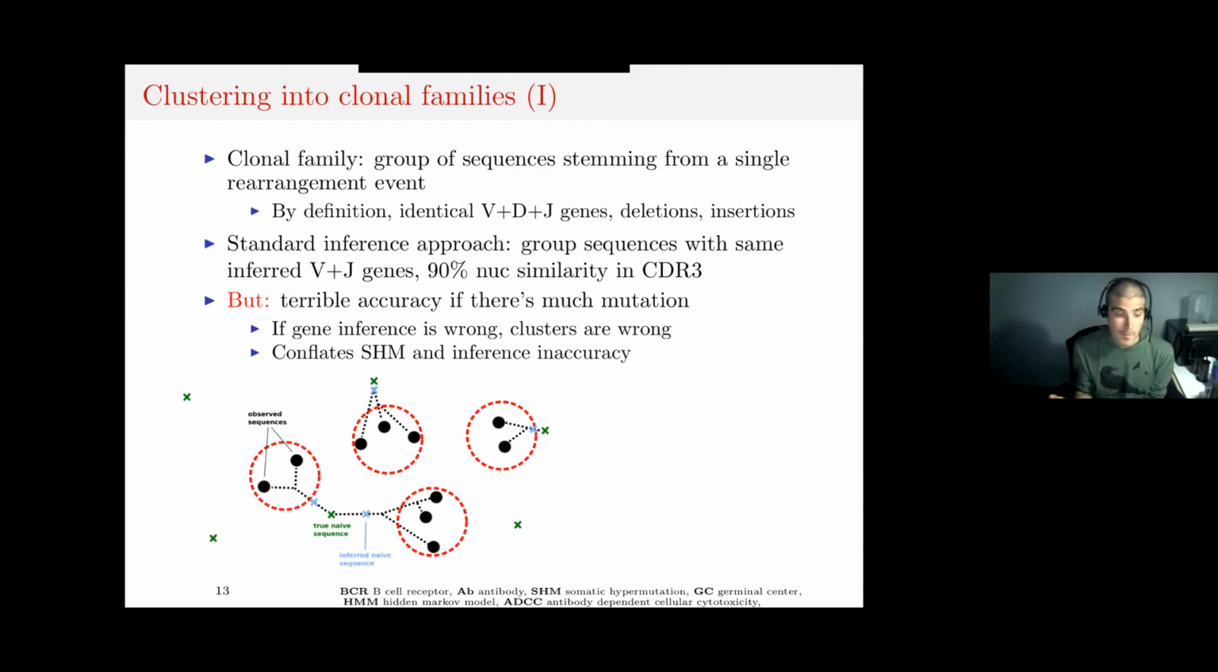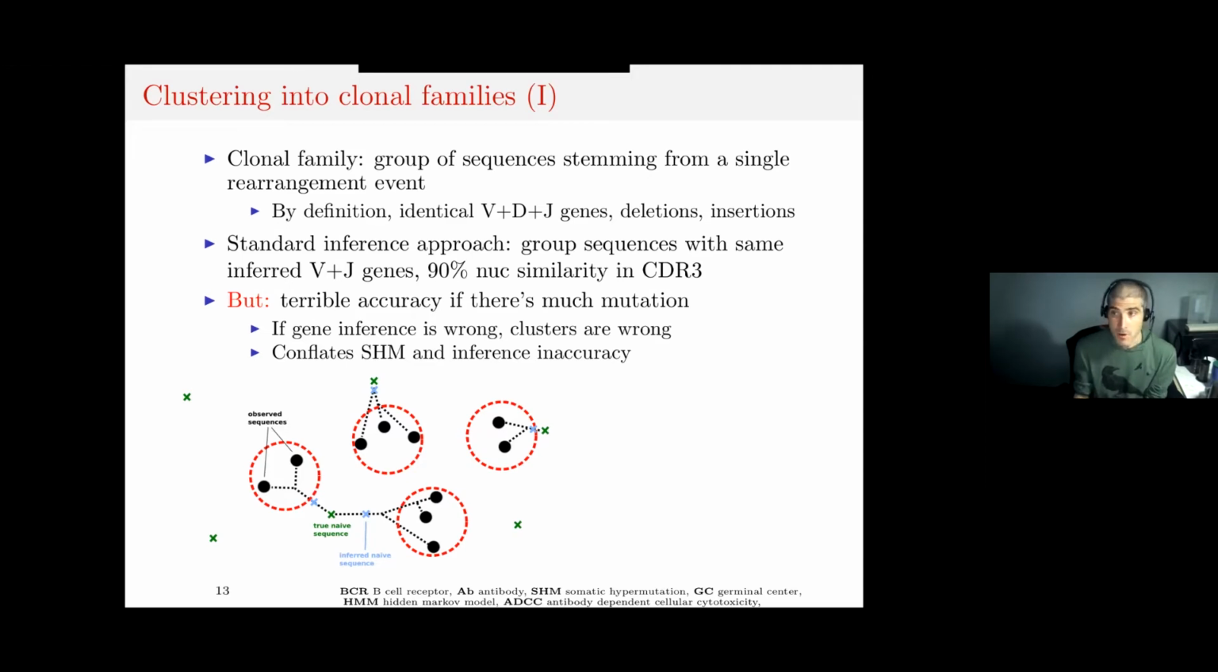So given that, you might imagine the naive way to cluster these together, and indeed what's basically the standard approach that the vast majority of practical papers still use, is to group together sequences that have identical V and J genes. You don't use the D because it's much harder to infer that accurately, because it's so short and there are so many deletions. So you require the same V and J gene, and then you do single linkage clustering with a nucleotide similarity threshold within the CDR3, which is the most diverse region of the antibody.